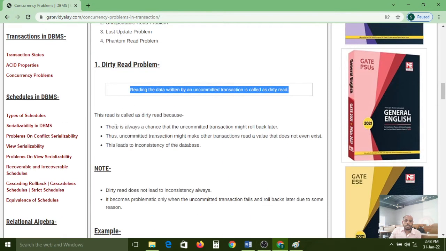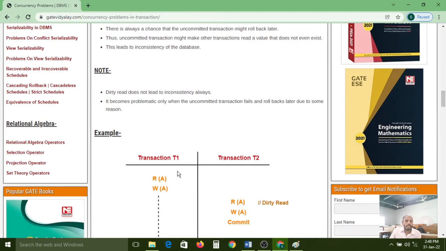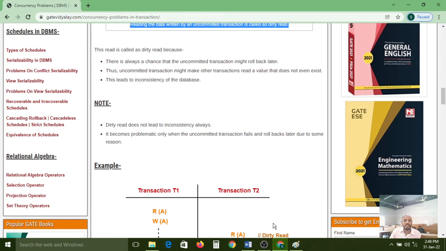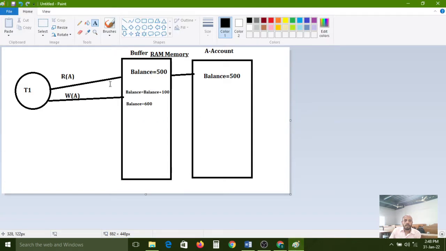Carefully observe here. There is always a chance that an uncommitted transaction might roll back later. Thus, an uncommitted transaction might make other transactions read a value that does not even exist. This leads to inconsistency of the database. Dirty read problem is when two transactions are involved in the same database to access it. Here only one transaction we have now.